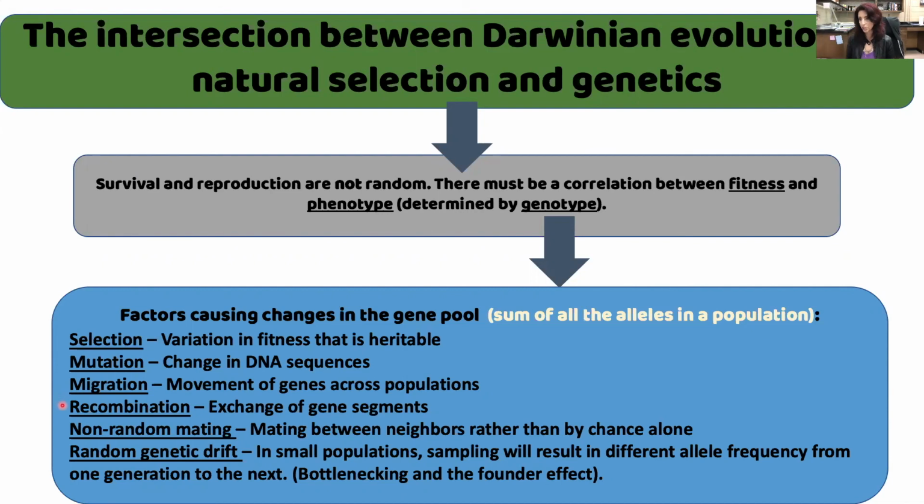Next, we have recombination. This is the exchange of gene segments when we have sexual reproduction. Next, we have non-random mating, mating between neighbors rather than by chance alone. And then finally, something called random genetic drift. This primarily occurs in small populations, and sampling will result in different allele frequencies from one generation to the next. We need to unpack this random genetic drift idea just a little bit in terms of the components that make it up, but I'm going to run through each of these before we get to that one.